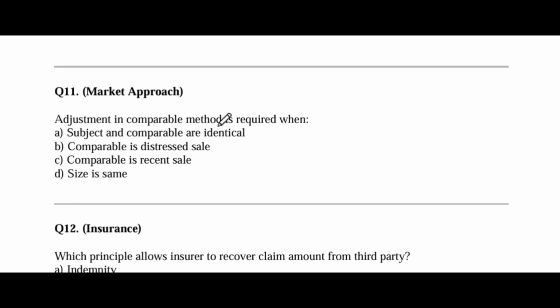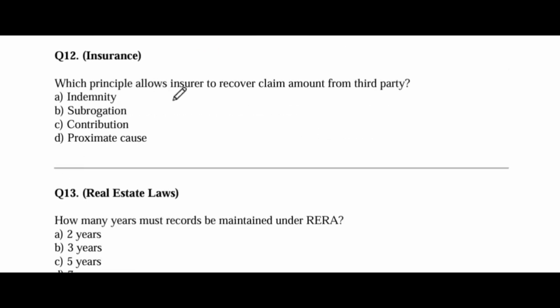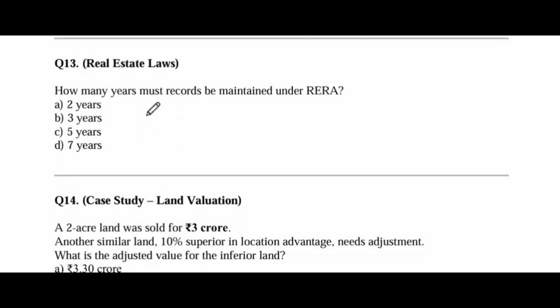Adjustment in comparable method is required when comparable is distressed sale. Which principle allows insurer to recover claim amount from the third party? Subrogation. How many years must records be maintained under RERA? 5 years.